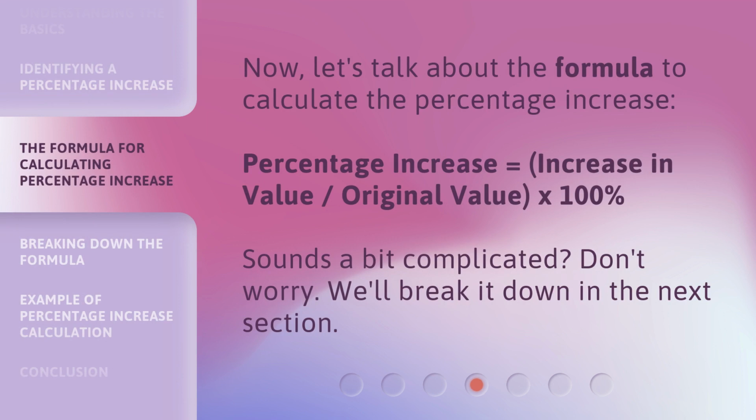Now, let's talk about the formula to calculate the percentage increase. Percentage increase equals increase in value divided by original value, times 100%. Sounds a bit complicated? Don't worry. We'll break it down in the next section.